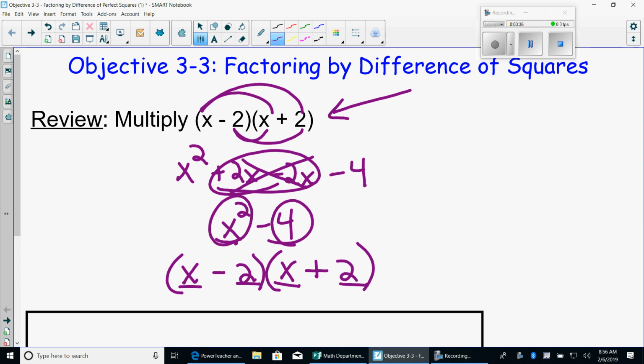It is a binomial times a binomial. So here's the question of the day. What's one of the factors? What are we multiplying together? X minus 2. We're multiplying a binomial times. So what's the other one? X plus 2. Okay? Like when I say give me two factors of 6, you tell me 2 and 3, right? Those are two things that multiply to be 6. These are two binomials that multiply to be x squared minus 4. Okay? Any questions on that?